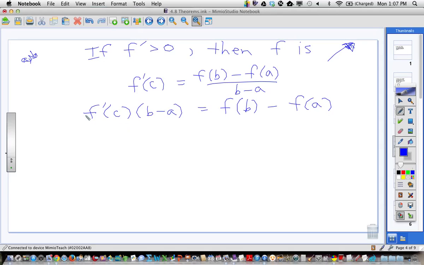Now tell me what you know about this right here, f prime of c. Tell me what you know about it. Yeah? It's positive, right? Because that's our hypothesis. F prime is always positive, so we know f prime of c is always positive. Tell me what you know about b minus a.